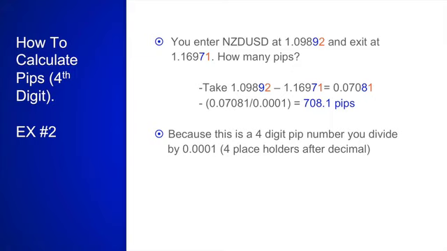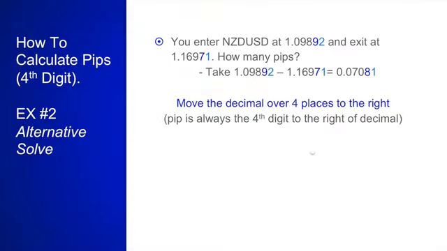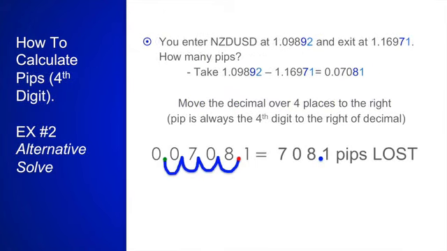Remember, it's because it is the 4th digit. I'm going to sound like a broken record: 4th digit after the decimal. That's why you divide by 0.0001. And now for my favorite way of solving a problem. Remember, once you've got it solved, equals 0.07081, just move the decimal over 4 places to the right. Simple. Here's an example. Take 0.07081, slide the decimal over, 1, 2, 3, 4, and there you go.